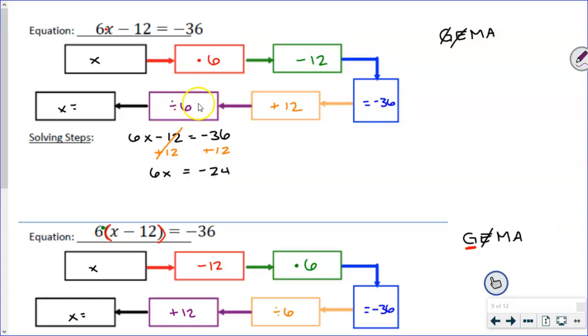Next solving step, divide by 6. Whatever I do to one side, I do to the other side. Remember, this is undone, and so I am left with just x, which is equal to and balanced with negative 24 divided by 6, which is negative 4.